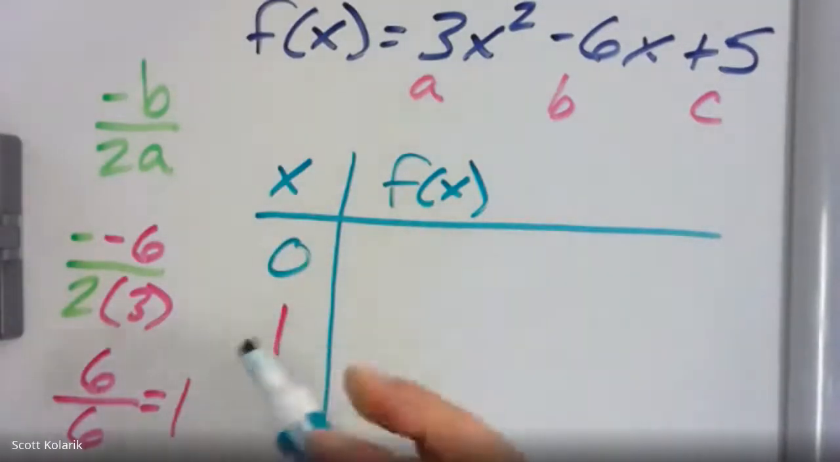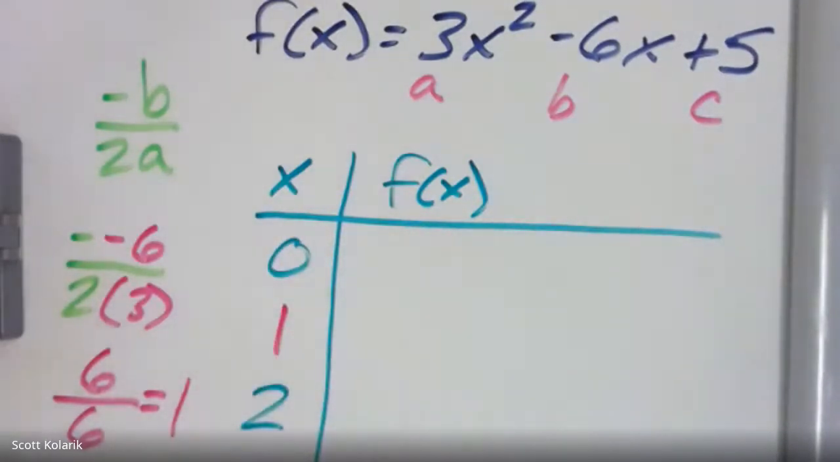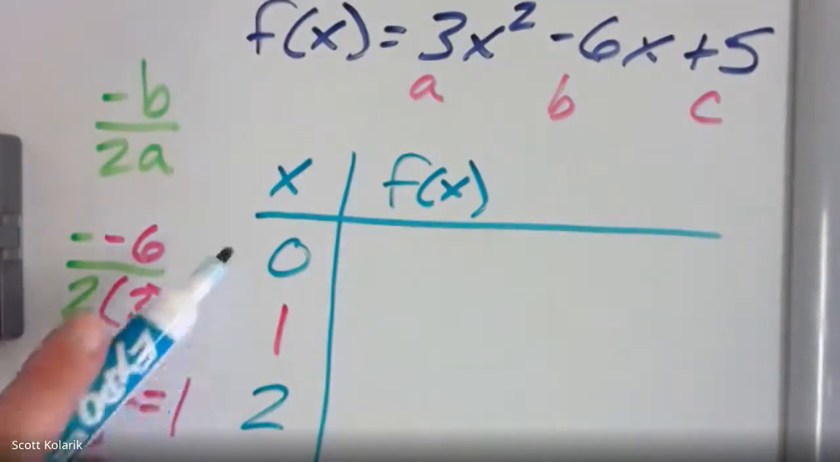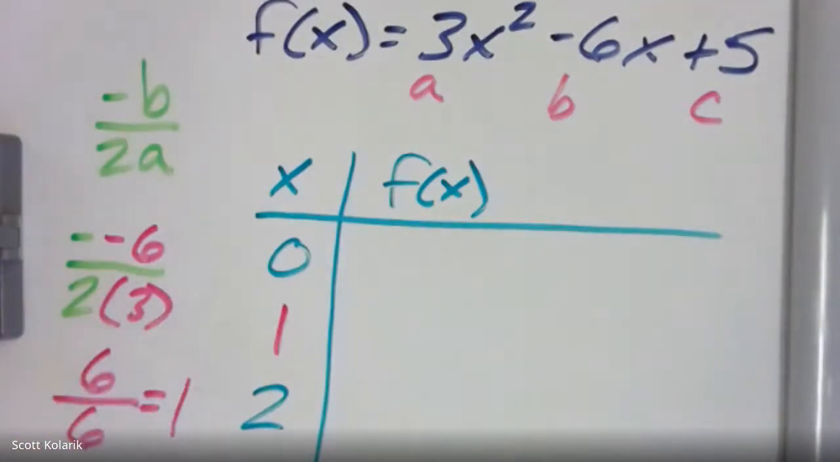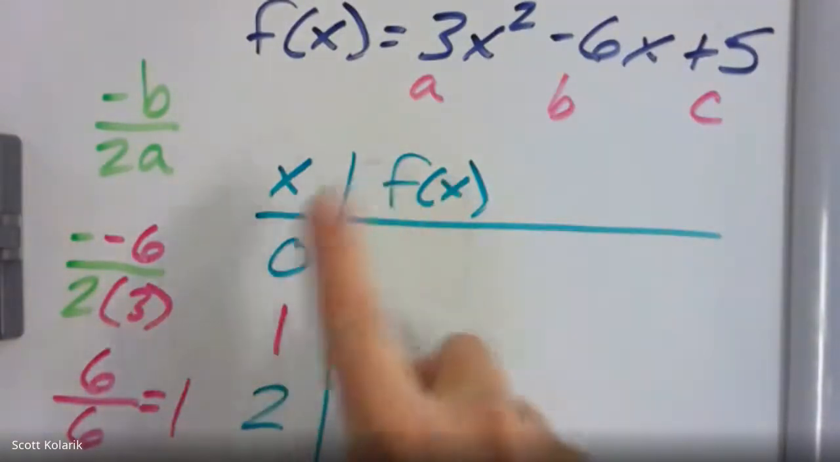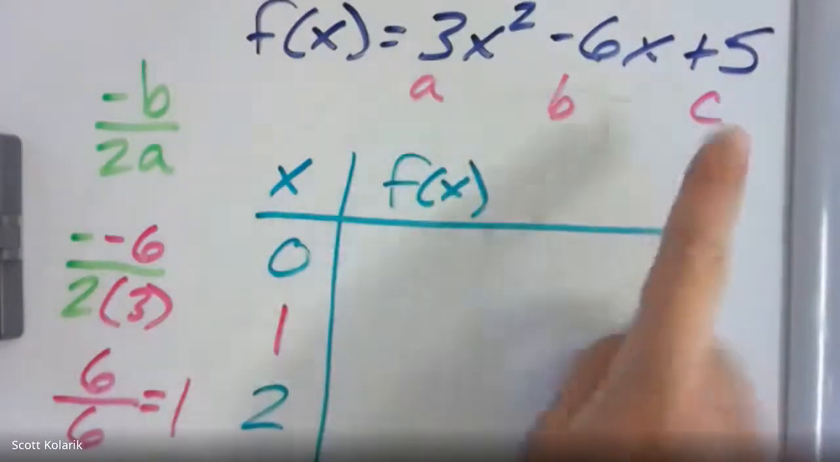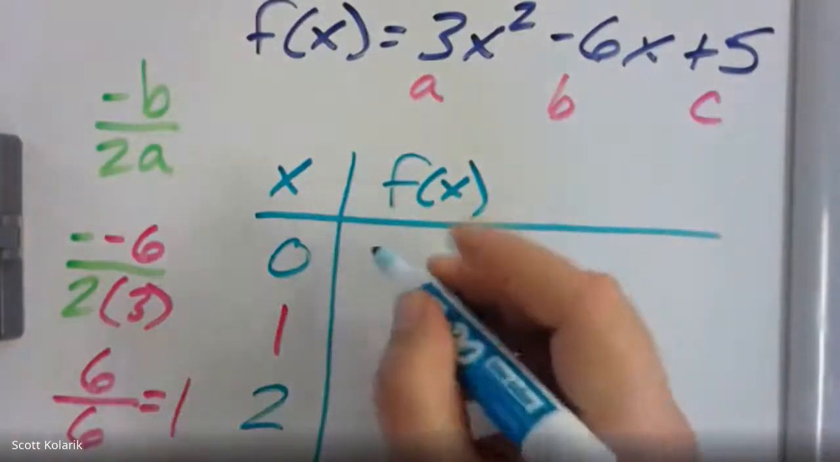A number greater than 1 could be 2. But again, as long as I'm symmetrically far apart, it really doesn't matter. Okay, but now that I have my 3 values, it's exactly like the last problem. You're plugging each of these 3 back into the original. And so this is the work I'm expecting.